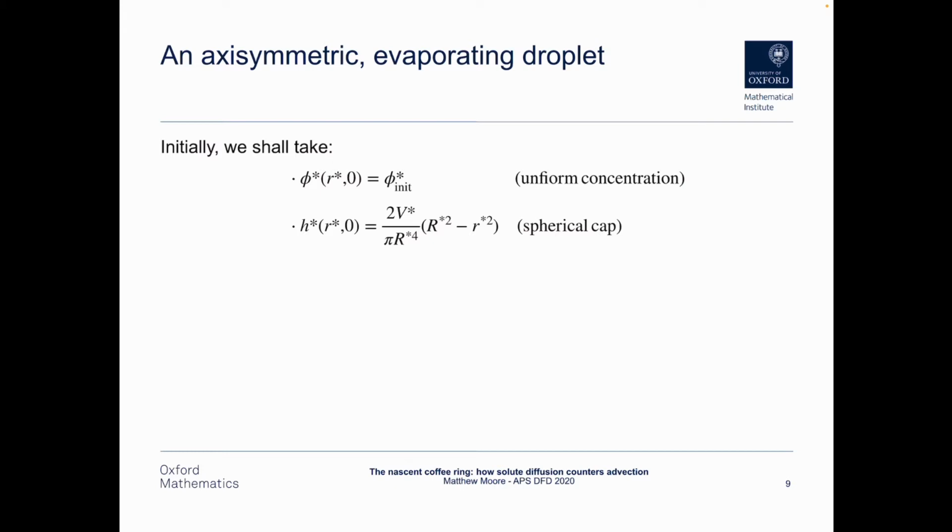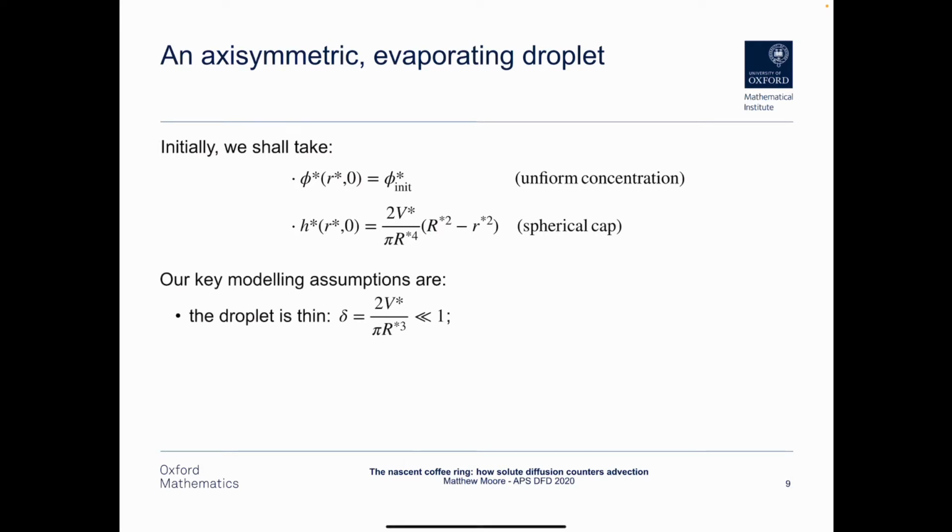Okay, so initially we're going to take these simple assumptions. We're going to assume that the coffee is uniformly distributed in the drop and that we have a spherical cap. These could be relaxed, but we'll just concentrate on those here. And we're going to make four key assumptions. The first is that we're going to assume the droplet is thin. The droplet contact line is pinned, and we're talking about microliters worth of liquid here.